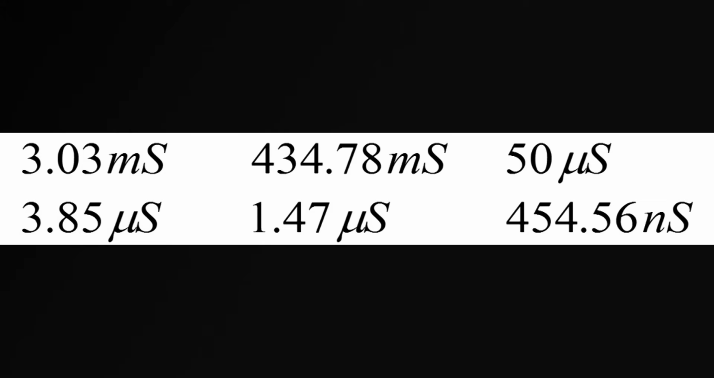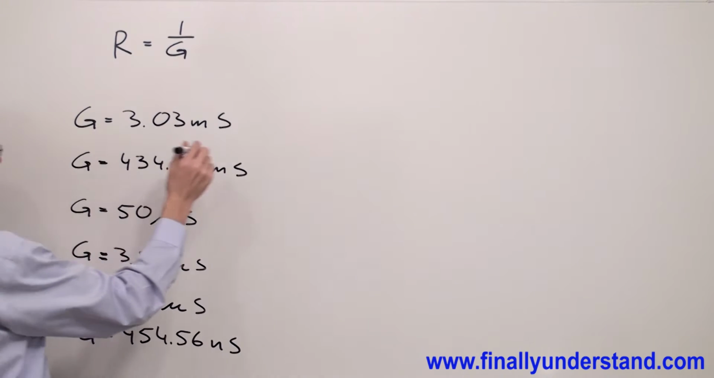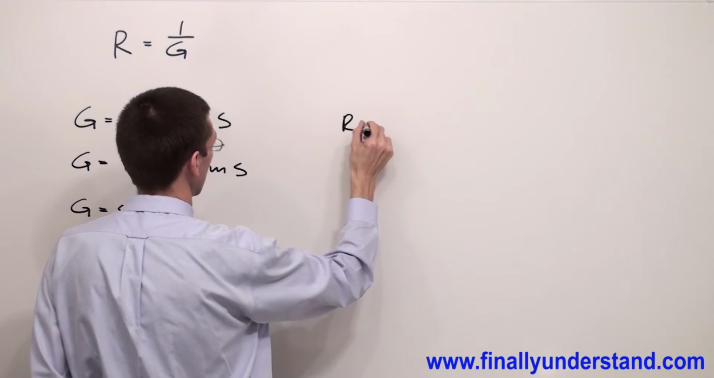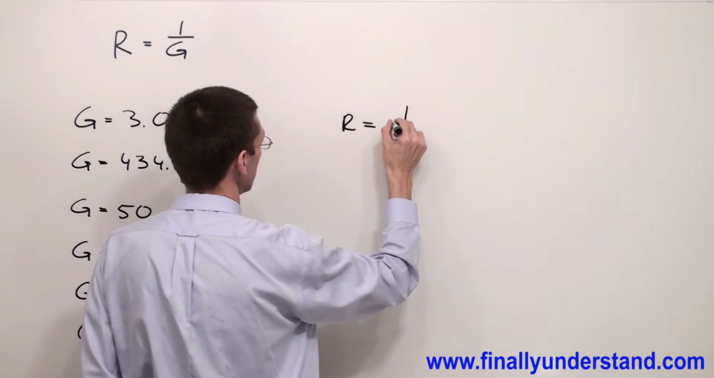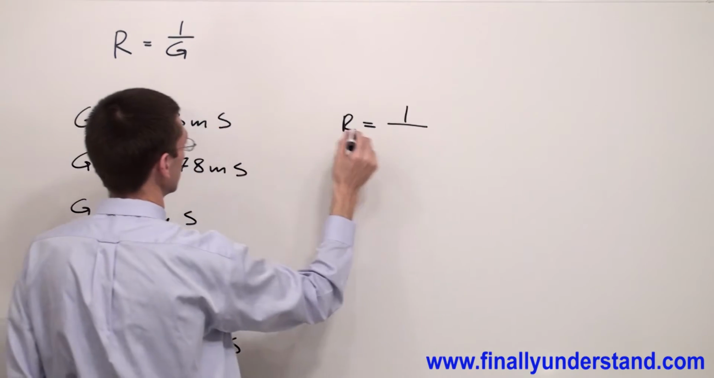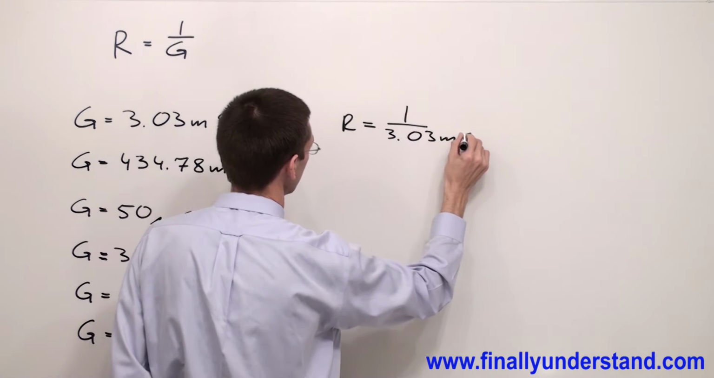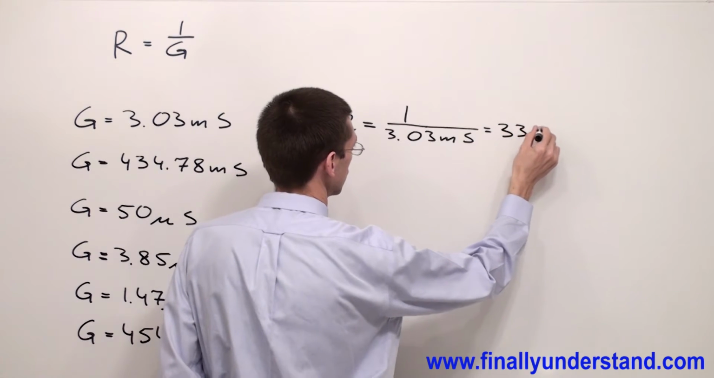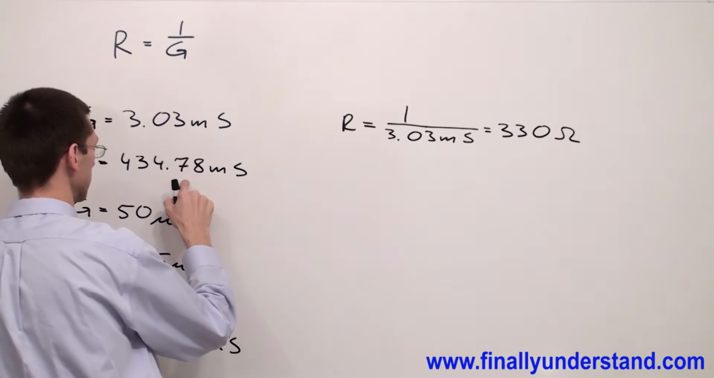This time we have conductance given and we're supposed to find the resistance. Resistance is equal to the reciprocal of the conductance. So R for this conductance is going to be 1 over G, which is equal to 1 over 3.03 millisiemens, which is equal to 300 ohms. Let's take a look at another one.